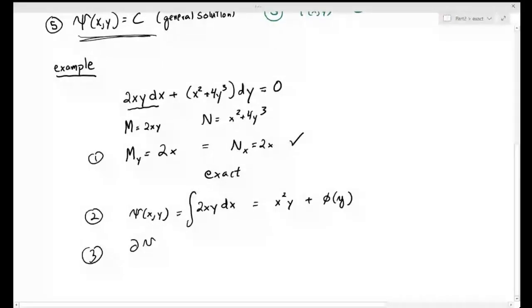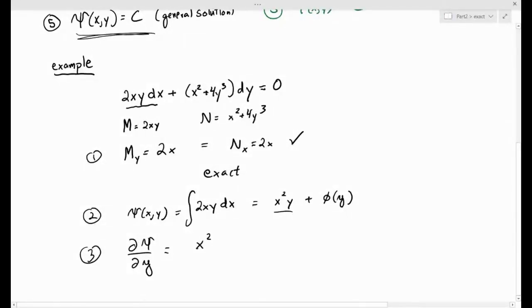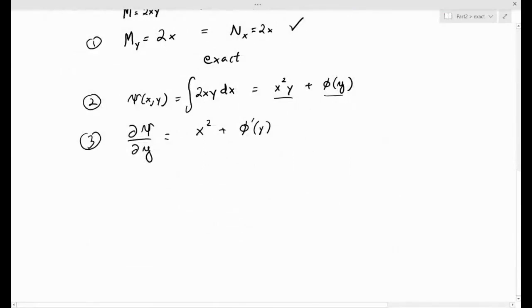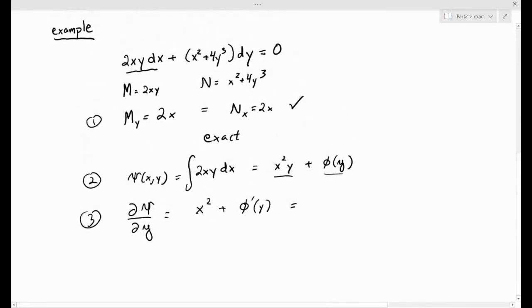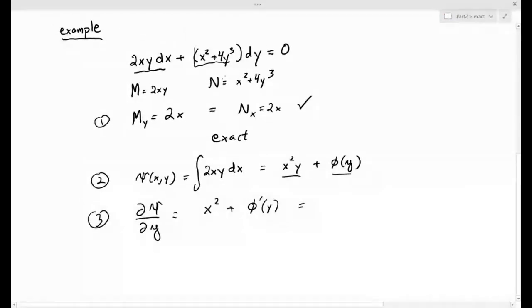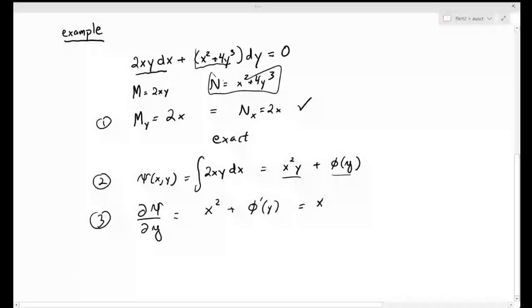We're going to take the derivative of that with respect to y next. The derivative with respect to y of that is just phi prime, right? Of course, this is a function of just y, so the prime automatically means a derivative with respect to that variable y. Right? And we set that equal to n. N was right here, yeah. So set that equal to n.